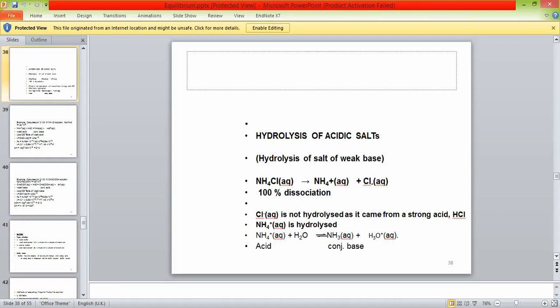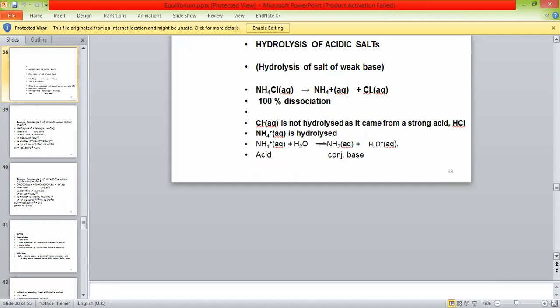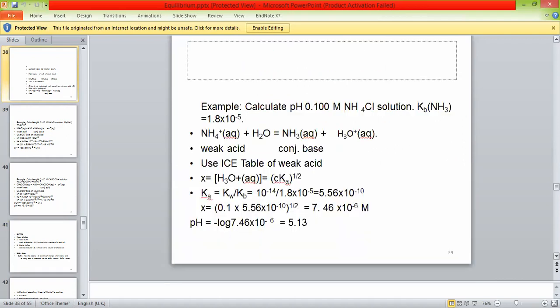Now look at what I was telling you. This one, since it is losing a proton, we consider it to be an acid. What it produces is a conjugate base. The same is true for the other expression where you are looking at the dissociation of a basic salt.